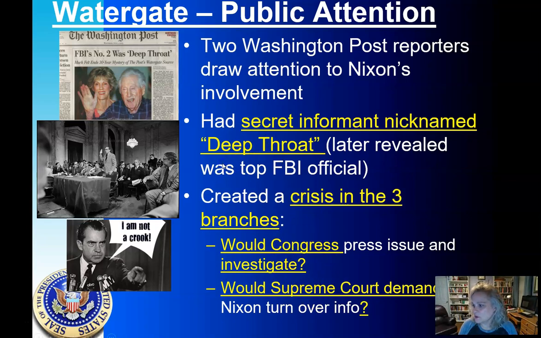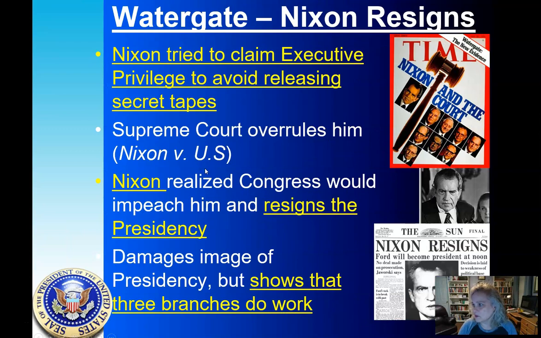Okay, so the Supreme Court does demand that they turn it over, and the Congress does investigate it. It goes through about 2 years of a trial. Nixon does try to claim executive privilege. The Supreme Court does force him to turn over his tapes. And it turns out Nixon was a little hesitant, but there were Republicans that basically told him that he needed to resign before he got kicked out. And so he does resign. He becomes our first president to do so. He's never impeached. They were starting to put together the impeachment papers, but he resigns before any of that happens.